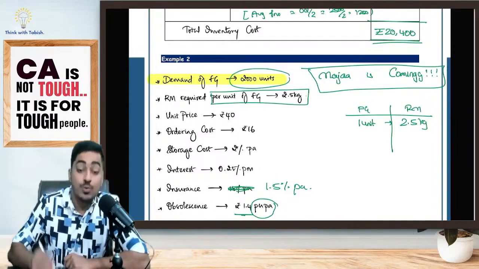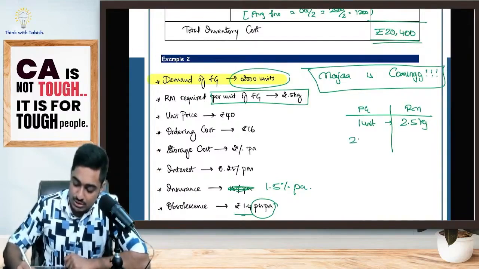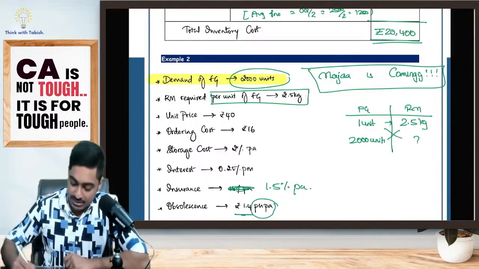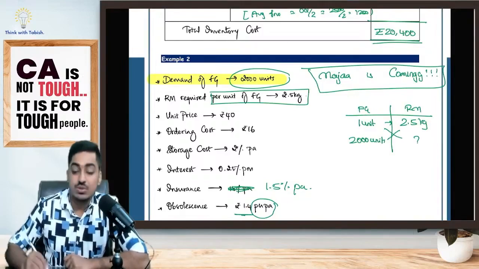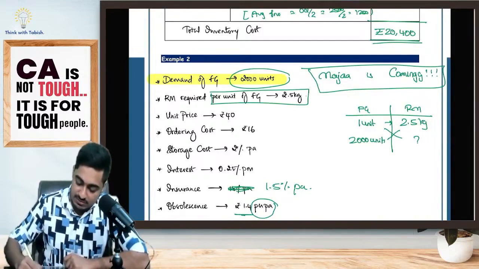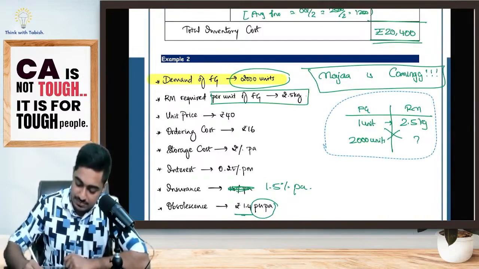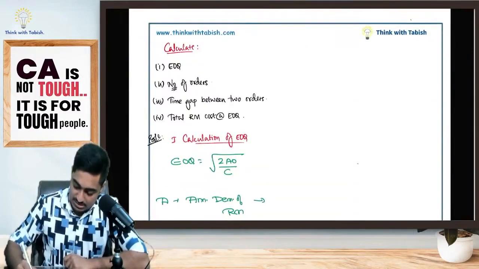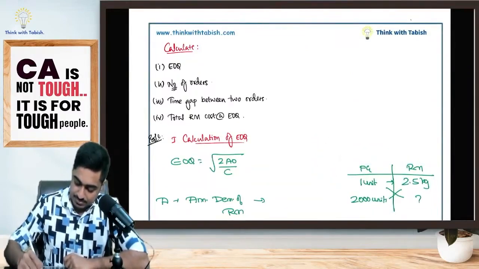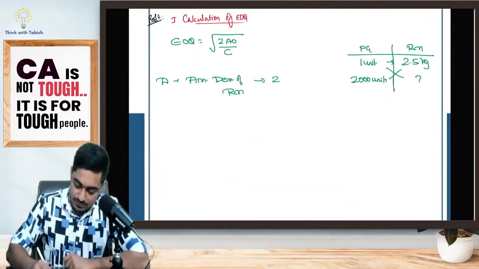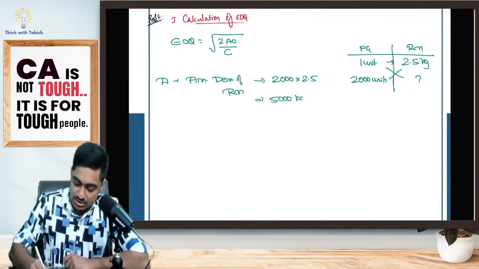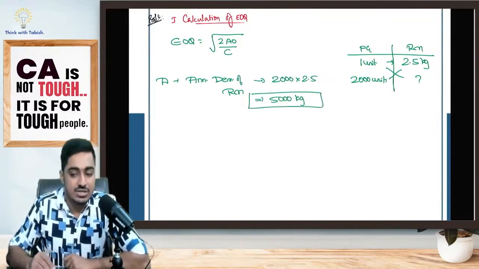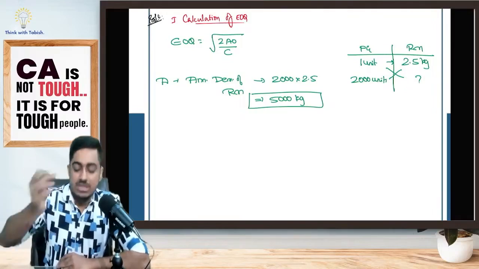What is the question telling? How much finished goods should I be producing? The question is telling us to produce 2000 units of finished goods. For that, how much raw material will be required? It is 2000 into 2.5. Is it 5000 kg? Yes, 2000 units of finished goods into 2.5 kg is equal to 5000 kg. This is the calculation I did, so I will underline it. Shall we go to the next point?